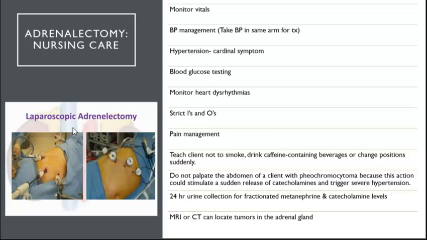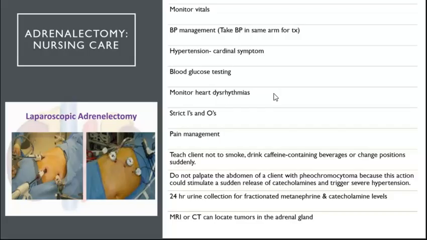Post-op, the adrenalectomy, you can see here it's laparoscopic. They're going in, they're pumping that abdomen full of gas. And also think about taking away the cortisol: you have 2 adrenal glands, but if you take one away, your other side's going to have to pick up the slack with all the cortisol and all the epinephrine, the catecholamines. So you do want to monitor your vital signs, blood pressure management. Hypertension is a cardinal symptom of an issue. Glucose testing. Monitor for cardiac dysrhythmias. Strict I's and O's. Of course, their pain management.